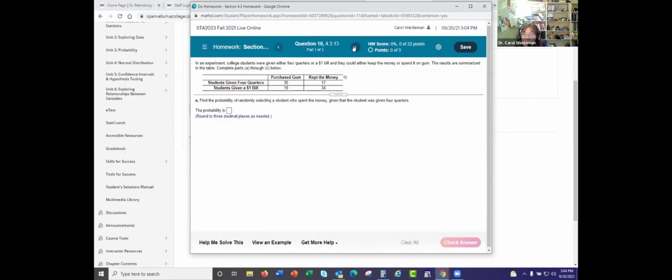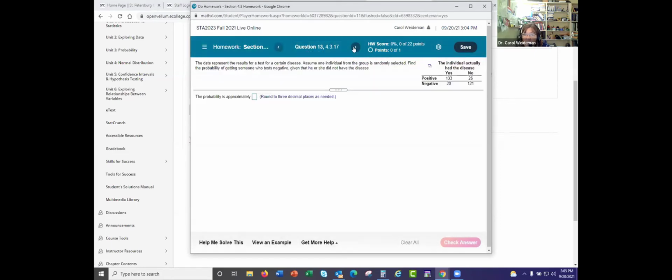And then here's one with a table. And again, you're going to have to do your row and column totals here. And then they're going to ask you some questions based on the data in the table. So we did examples just like that, just a different scenario in the table, but you'll be fine on these.